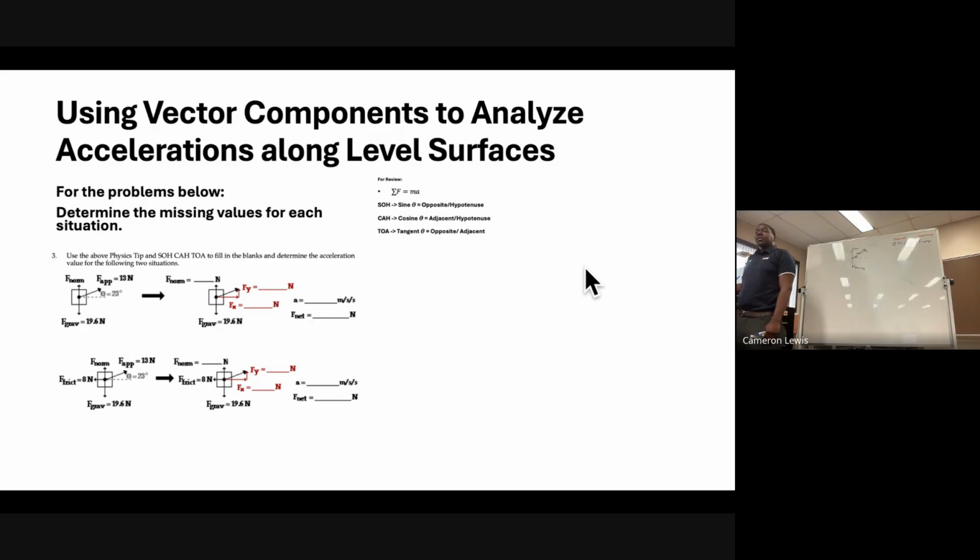That means that my forces in the Y are balanced or unbalanced? Balanced. So let's just treat that our Y forces are still balanced. So we're here, right?